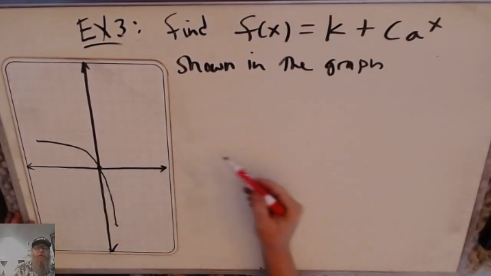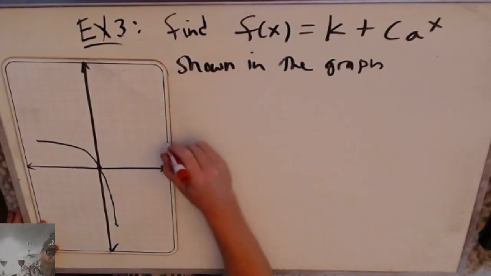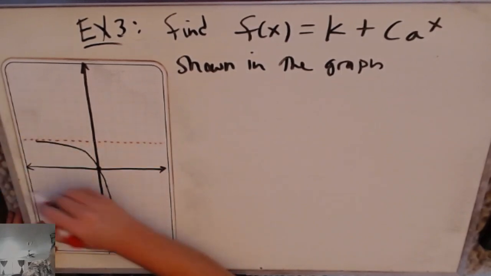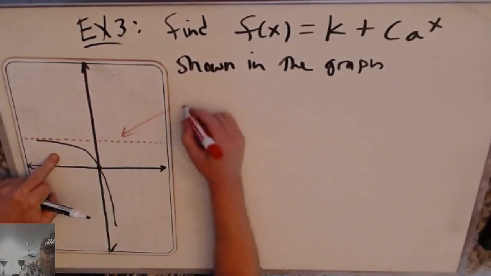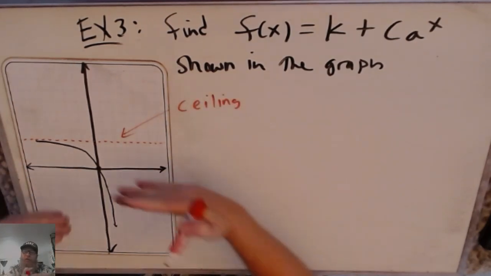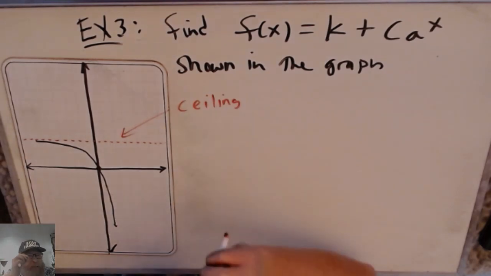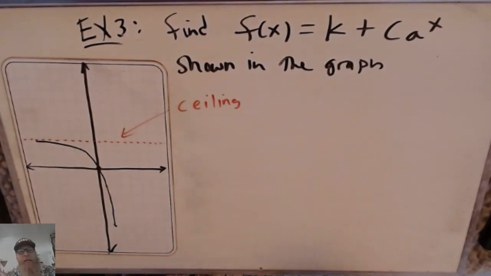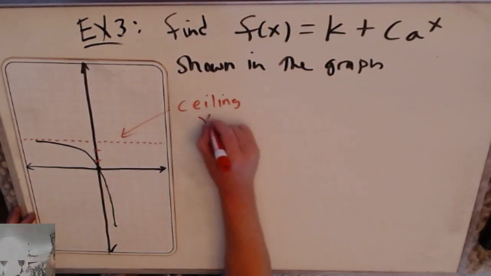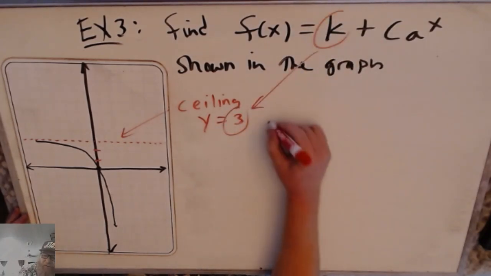So the first thing you want to do is look for a floor or a ceiling. This one looks like a ceiling. I won't try to trick you. You'll see that the entire graph is below a particular value. I'm not going to have it be questionable. You know, I can't tell what that is. It should be very clear what it is. The ceiling is y = 3. So that is your k value.